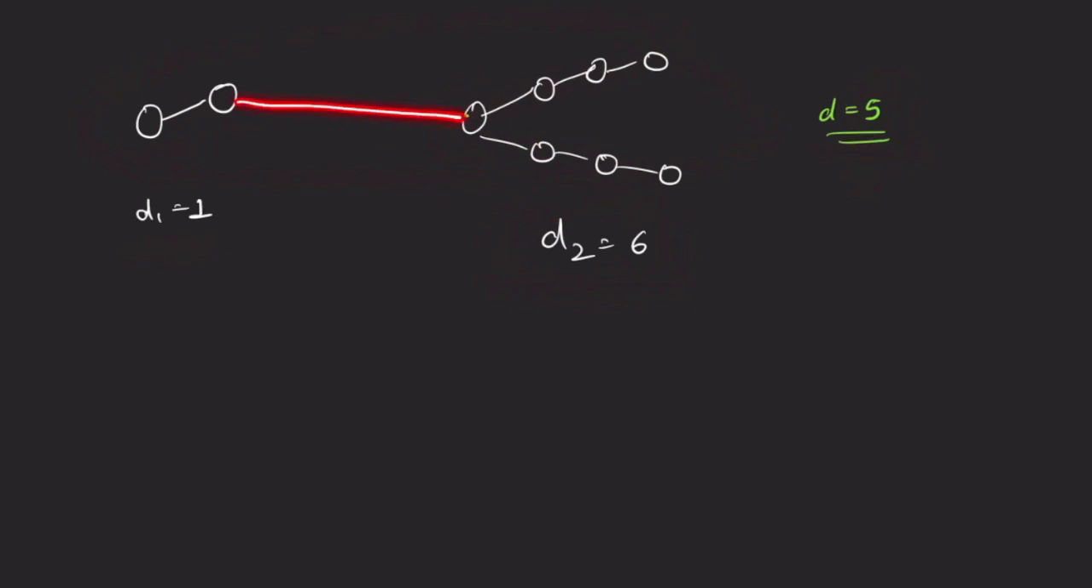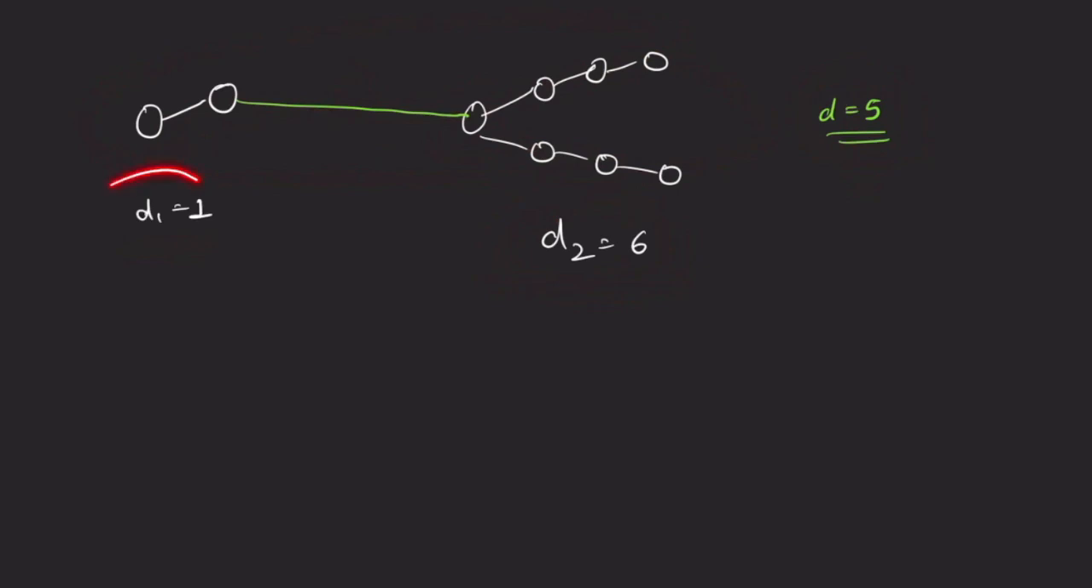See, when you are adding this edge, it is not possible that the longest path will always contain this edge. As in this particular case, this is the longest path. The new edge is not included over here, right? So just finding out this and returning it as our answer won't work.